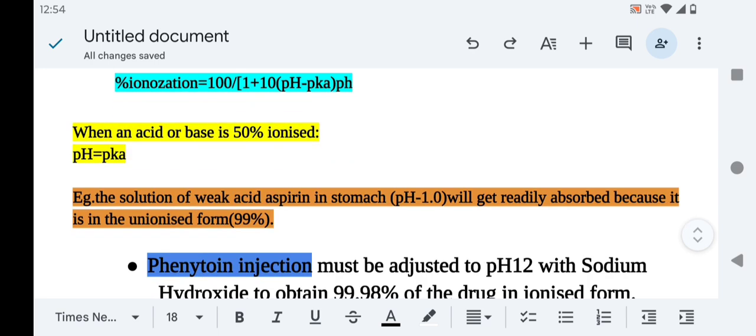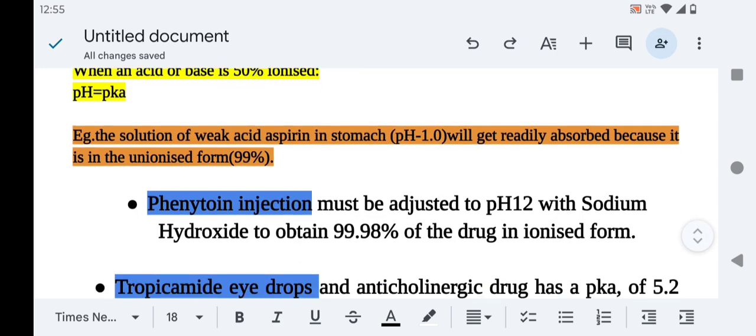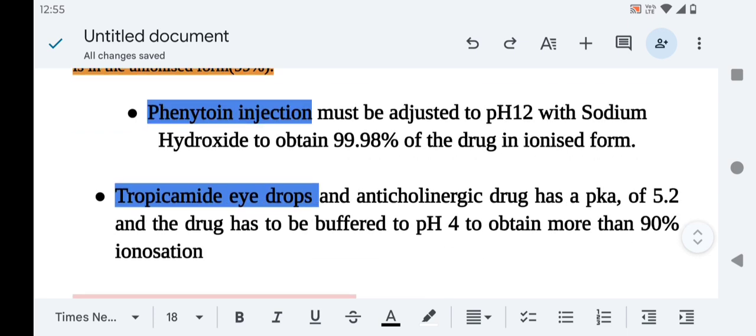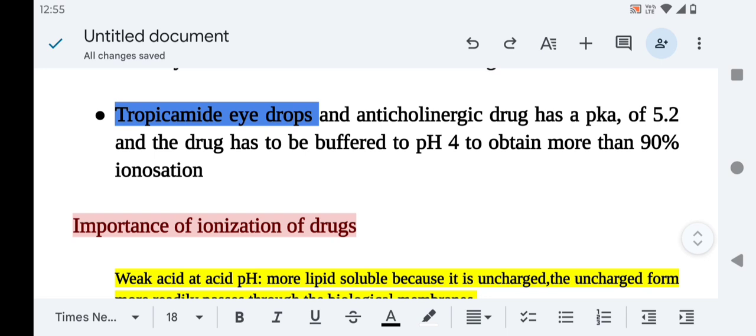The solution of weak acid aspirin in stomach, pH 1, will get readily absorbed because it is in the unionized form, 99%. Phenytoin injection must be adjusted to pH 12 with sodium hydroxide to obtain 99.98% of the drug in ionized form. Then tropicamide eye drop, an anticholinergic drug, has a pKa of 5.2 and the drug has to be buffered to pH 4 to obtain more than 90% ionization.